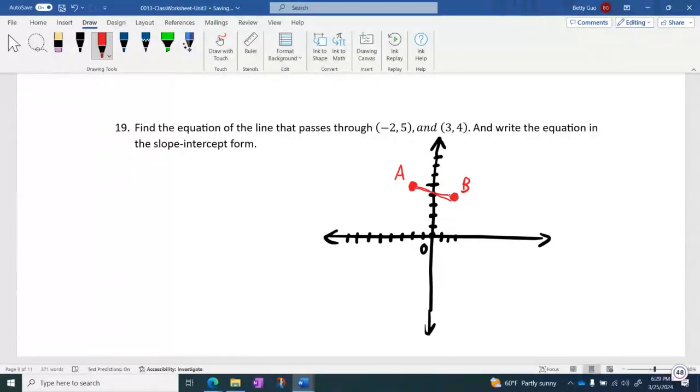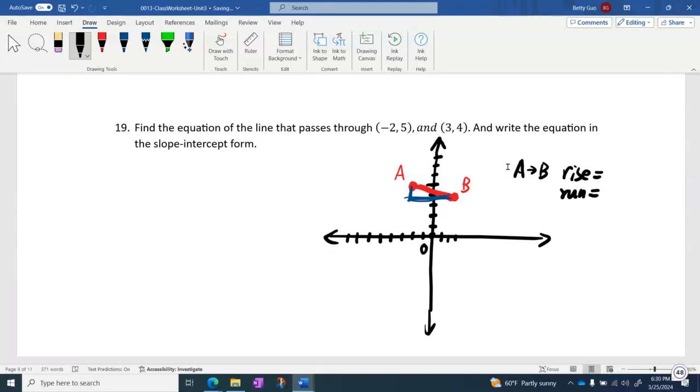I'm going to connect the 2 points. And I'm going to make a right angle triangle. From the right angle triangle, we can see the rise and the run. We're going to look at this graph from A to B, and figure out what the rise is, what the run is, and then find the slope.